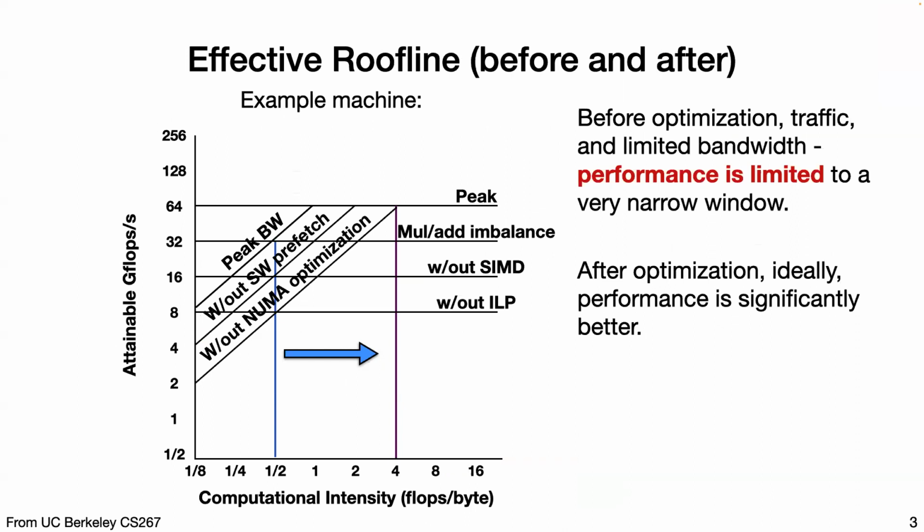Applications are either on the left side or the right side. The right side means that you're compute bound, and the left side means that you're memory bound. Before your optimization, your performance is limited because your effective peak in both bandwidth and clock speed is lower if you don't have stuff like SIMD in terms of clock speed, or prefetching in terms of bandwidth, but you can increase your effective peak in both by doing optimizations.